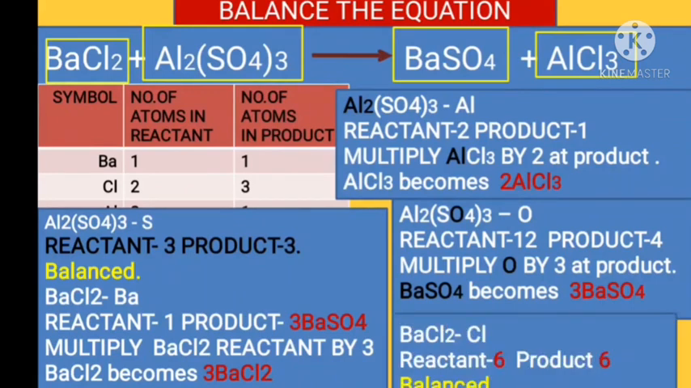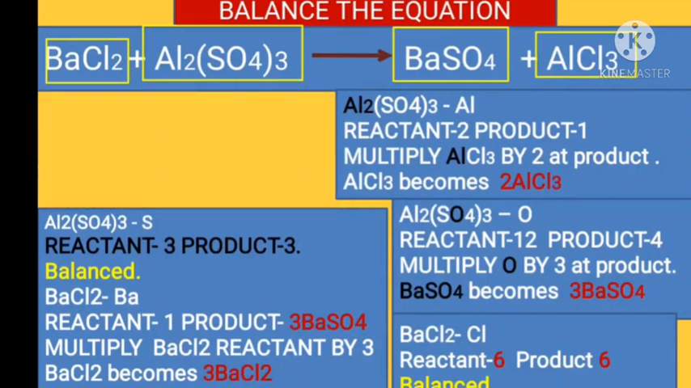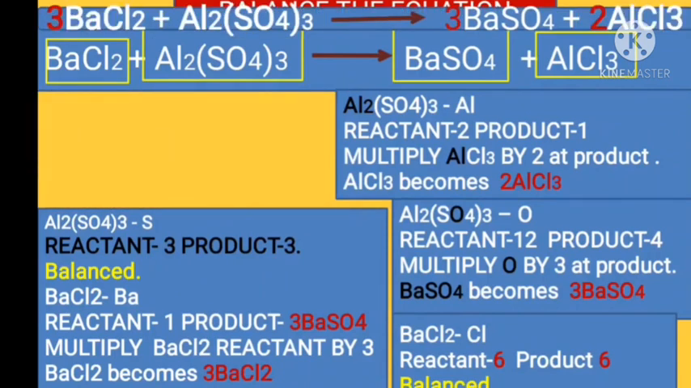And the remaining one is chlorine. Reactant side we have the 3 barium chloride, so 6 we have. In product side also 2 AlCl3, there also we have 6. So this is also now balanced. Now let us write the equation. How can we write now? That is 3 molecules of barium chloride plus aluminum sulfate gives 3 barium sulfate plus 2 AlCl3.